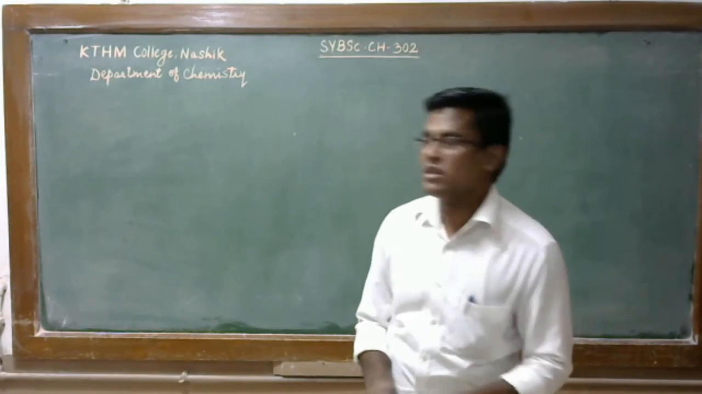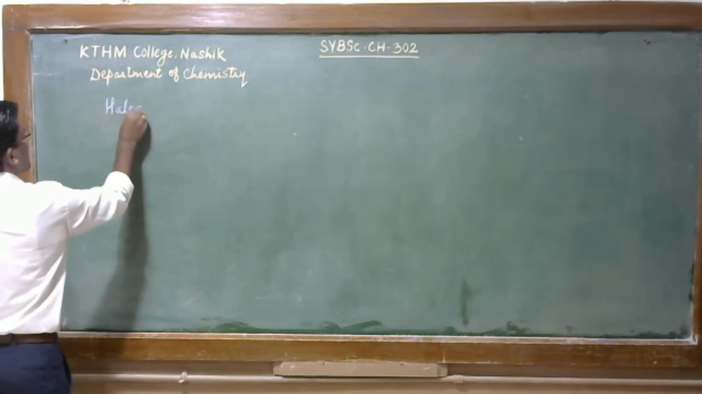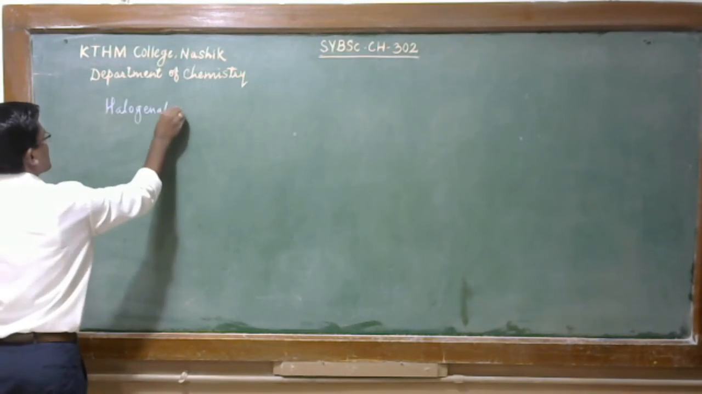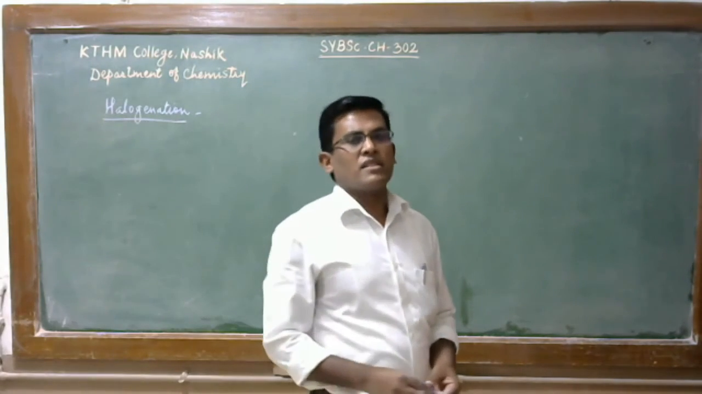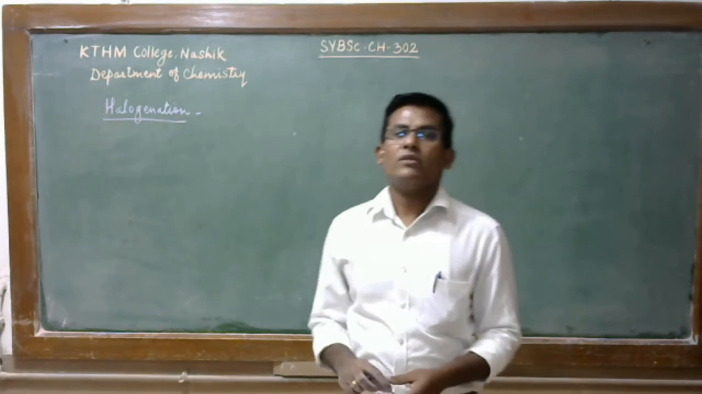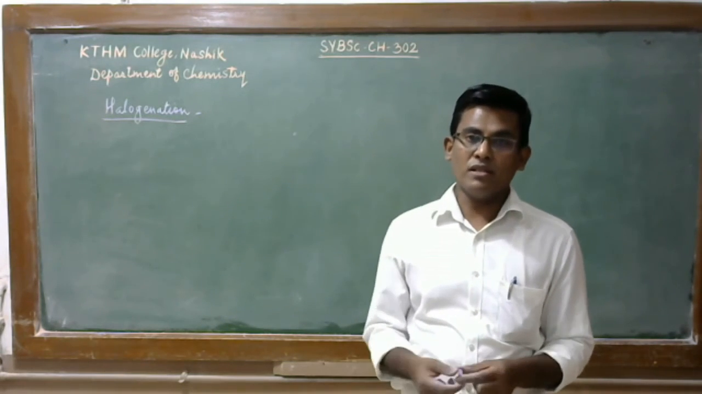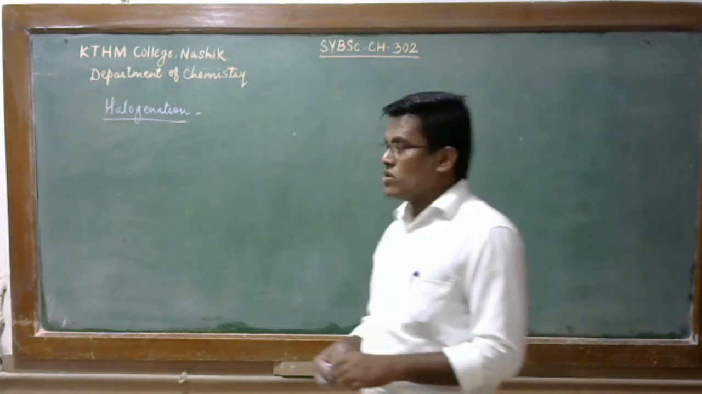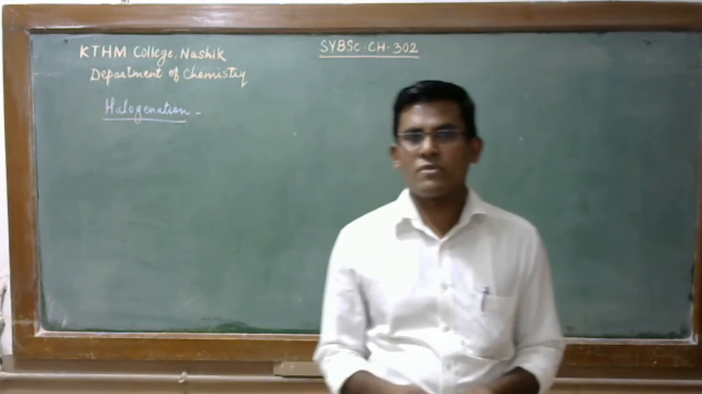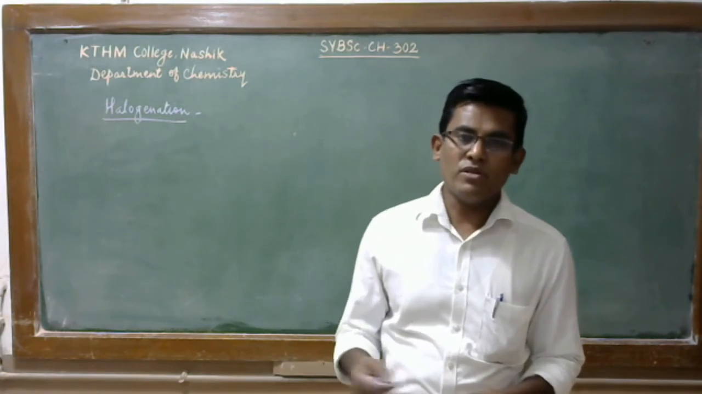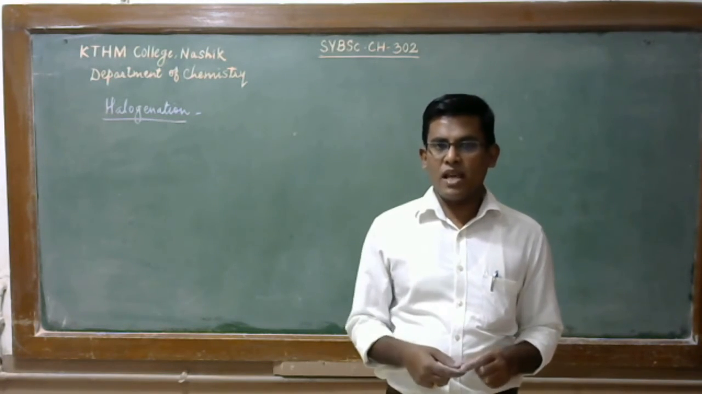The next reaction is halogenation. The halogenation reaction is an electrophilic substitution reaction. So 1 or 2 hydrogens can be substituted by halogen atoms. Iodine cannot undergo these halogenation reactions. In these reactions we have to use a Lewis acid catalyst to make this reaction happen.